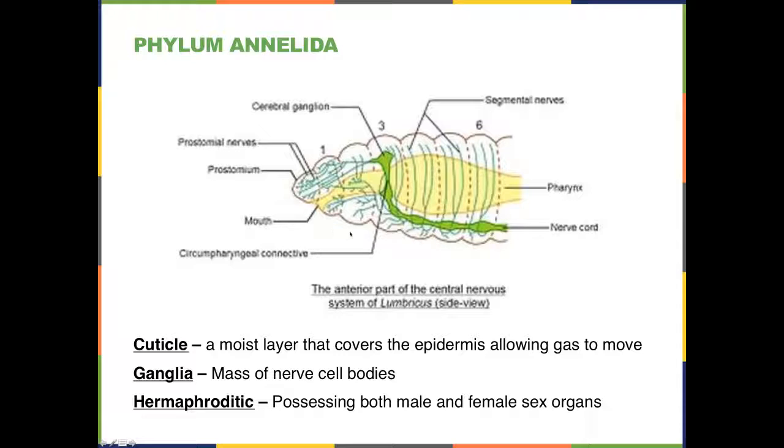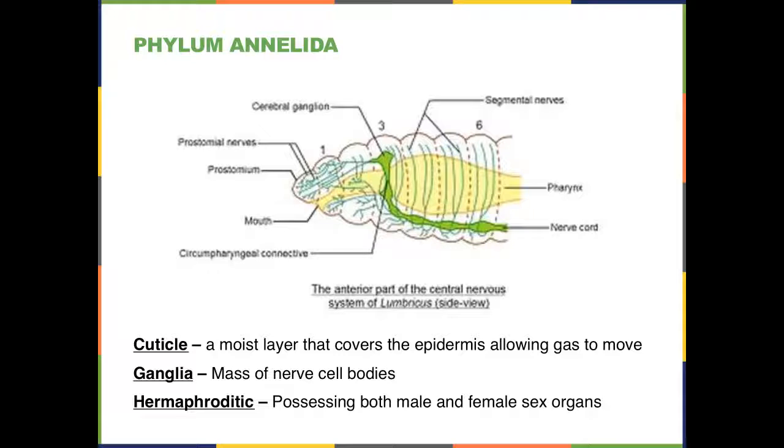Now this shows the brain and nervous system of the earthworm. And what you have is a moist layer that covers the entire earthworm and allows for the transposition of gas. This is actually how they respire, how they take in oxygen and allow carbon dioxide to be removed.